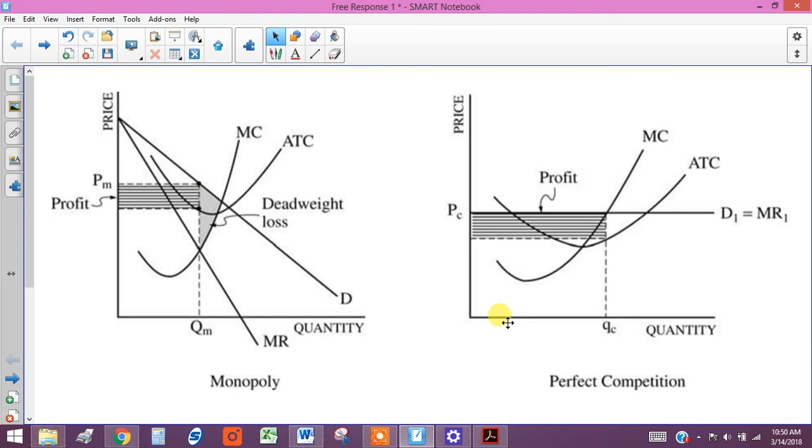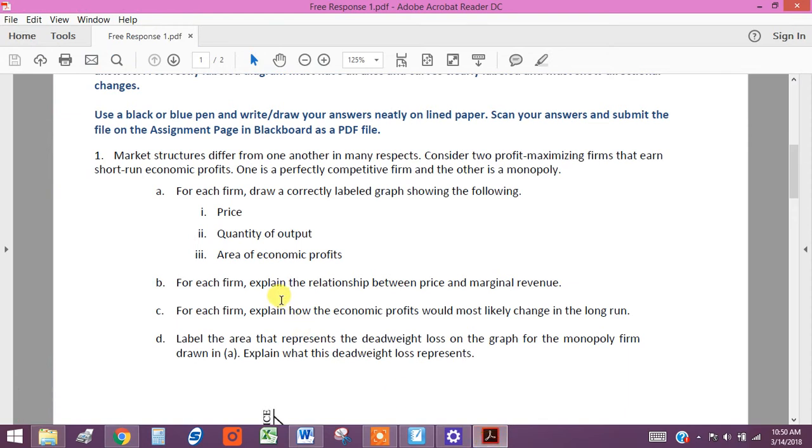Now, in perfect competition, marginal revenue always equals price, because they are a price taker, and the price is going to be constant in a market that is in perfect competition. Okay, now let's jump back over to part C.